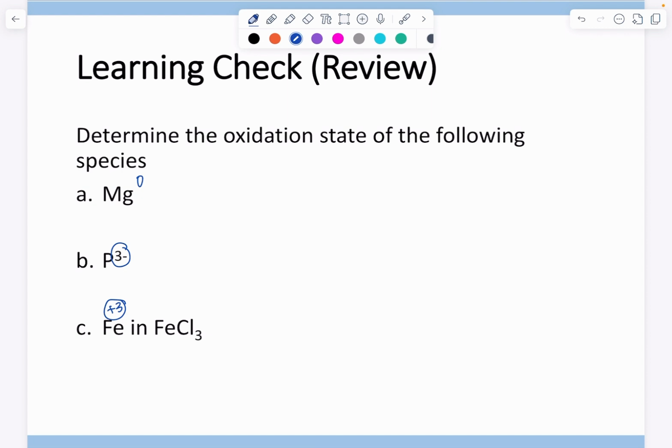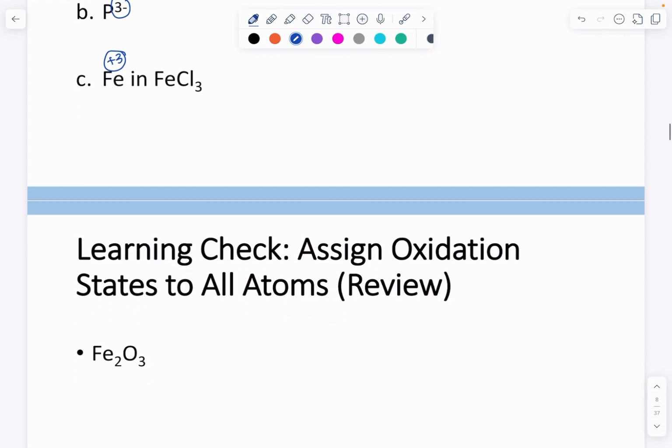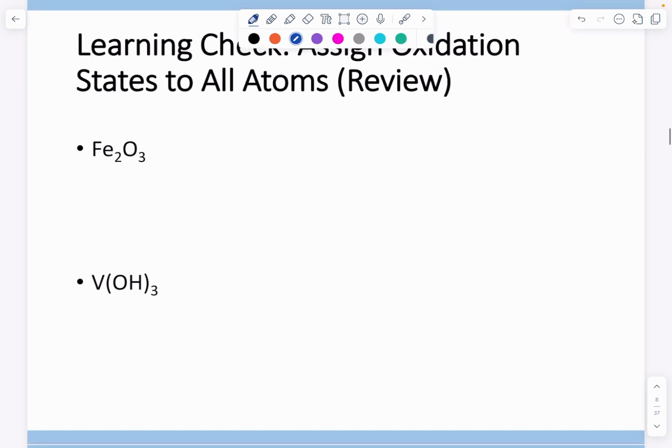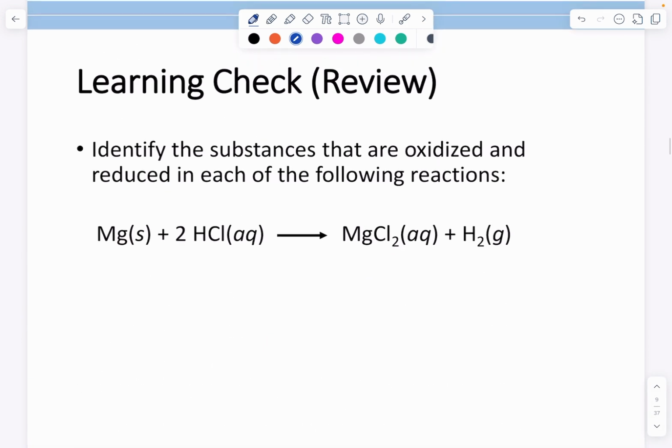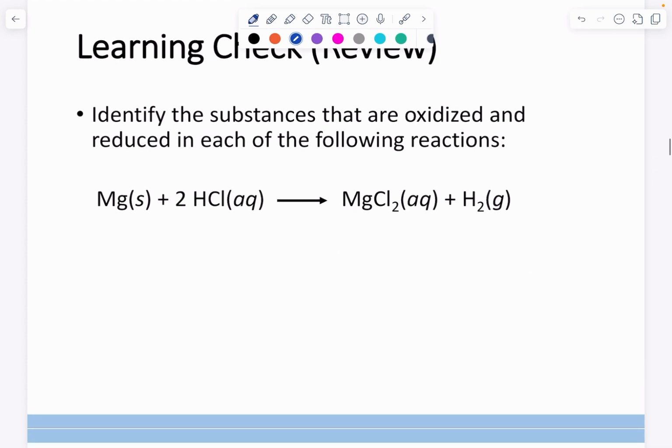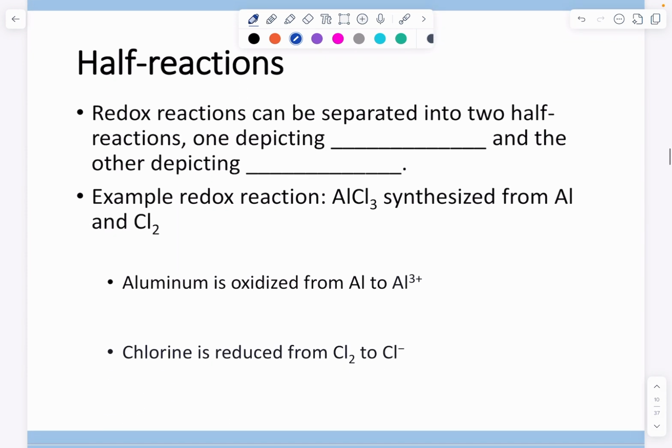All right, the next 2 learning checks we're skipping, we'll do those in class. Feel free to try them, but this is what we're going to do in class altogether. Same thing with this, identifying what's oxidized and reduced. Now let's talk about half reactions.